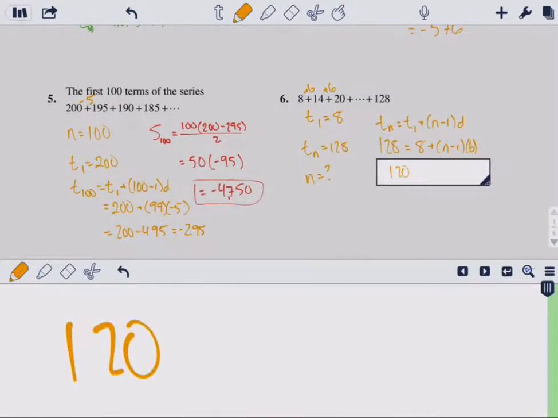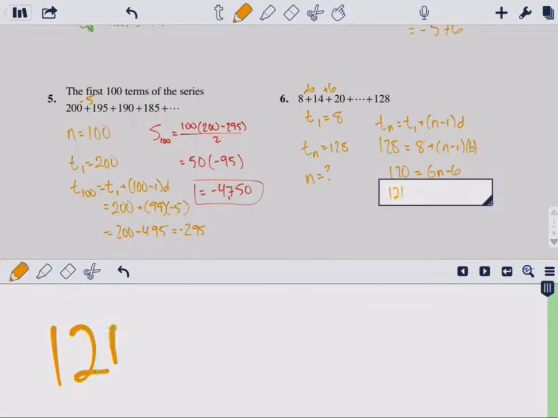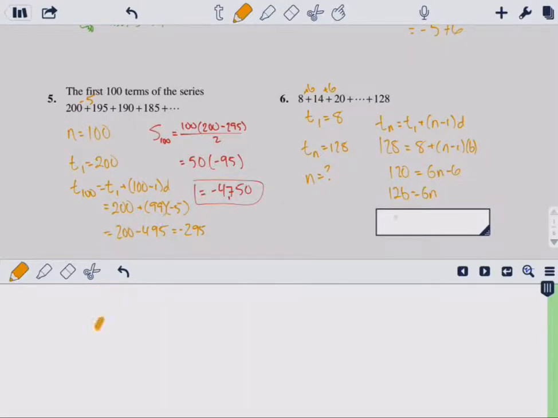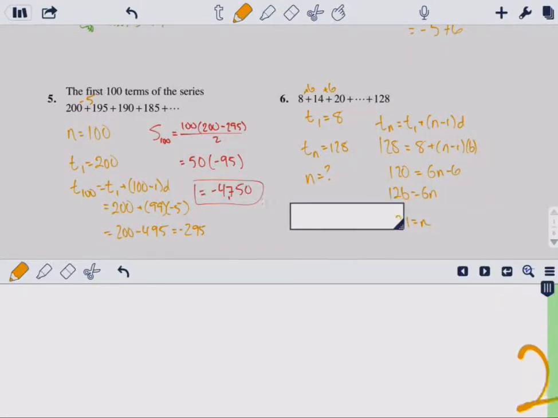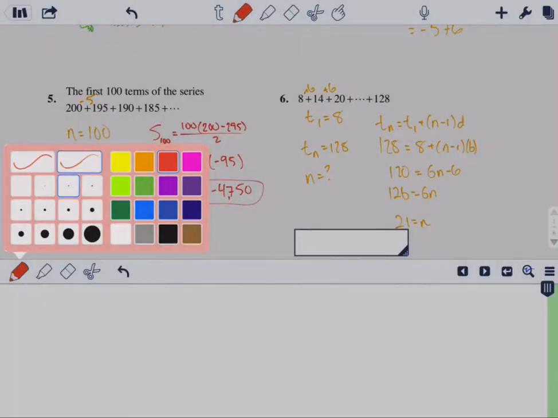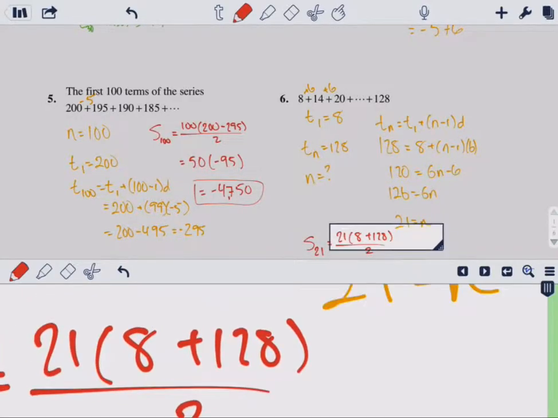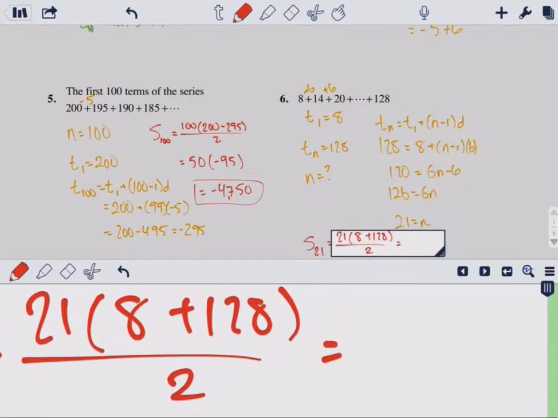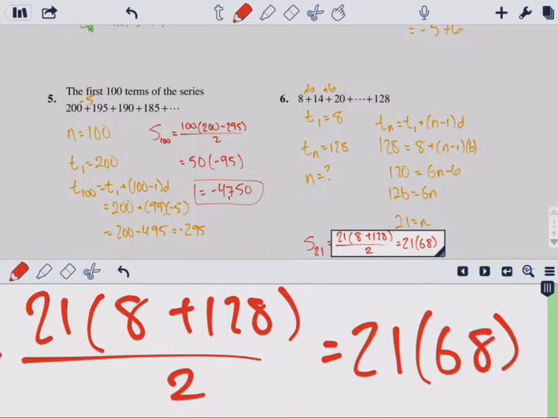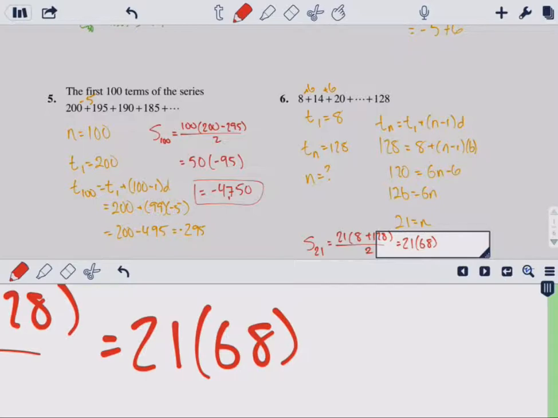Okay, so I solve 6n minus 6, subtract the 8. Now I add the 6. I get 126 is equal to 6n, and 21 is equal to n. Okay, so now I've got n, so let's find S sub 21, which is equal to 21 times 8 plus 128 over 2. Okay, so 21 is not divisible by 2, but 8 plus 128 is 136. That is divisible by 2. 136 divided by 2 is 68. 21 times 68 equals 1428.